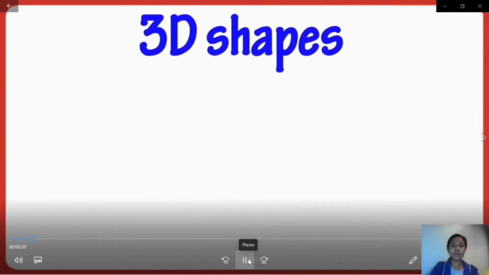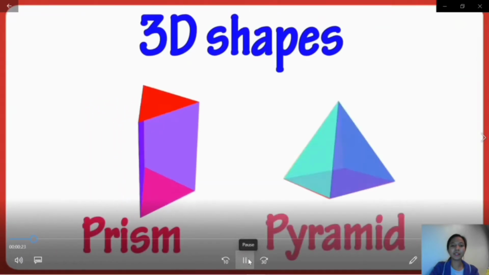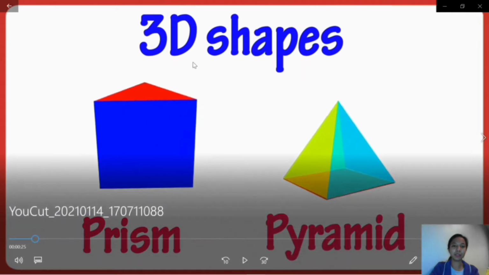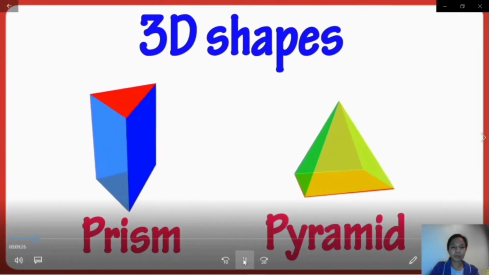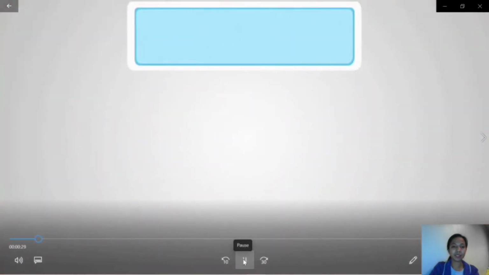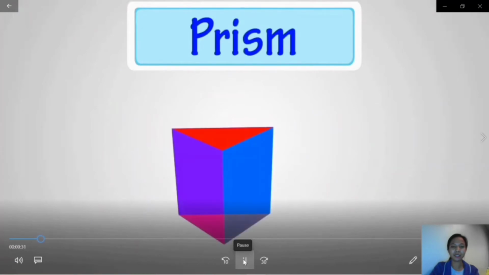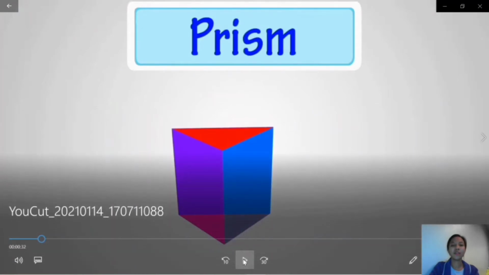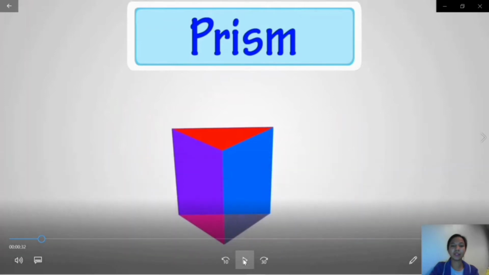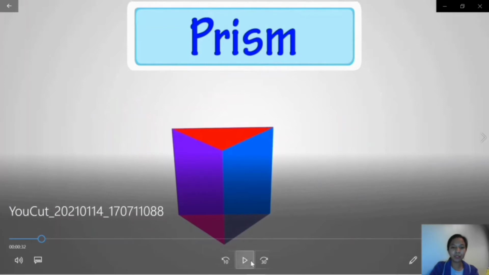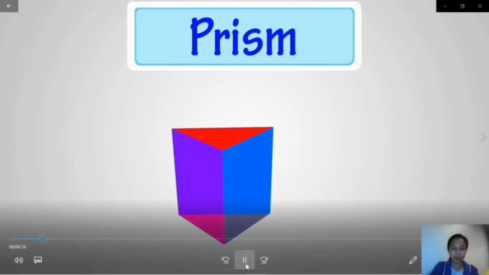So, 3D shapes again. First prism and then pyramid. This is what the prism looks like, and also the pyramid. Okay. Let us be observant of the difference between the prism and the pyramid. As you have noticed here, the prism first. We will talk about prism.